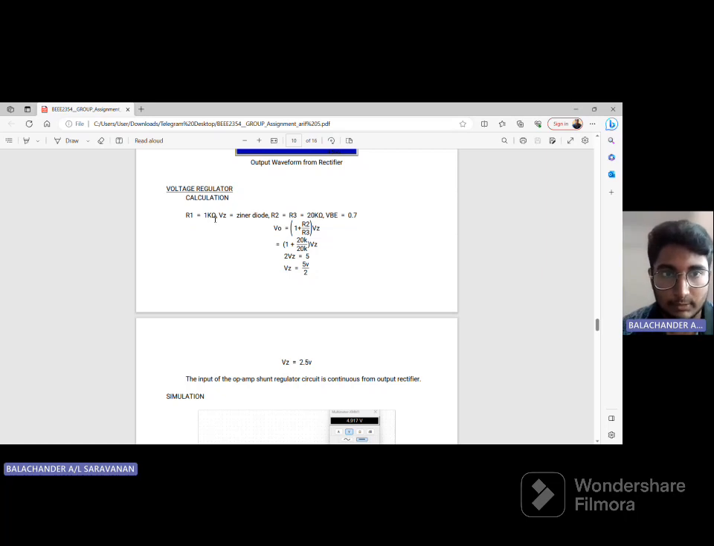So R1 we assume as 1 kilo ohm. Vz is the Zener diode. Then R2 equals R3 equals 20, that means R2 and R3 we assume as 20 kilo ohm. Then Vb is 0.7. So we use this formula to find the Vz. Vout equals 1 plus R2 over R3 times Vz. So then we simplify this, we get 2 Vz equals Vout, we put 5.